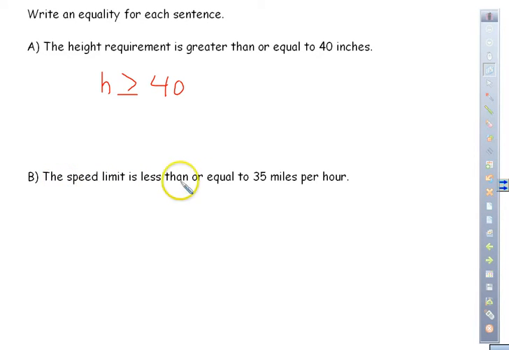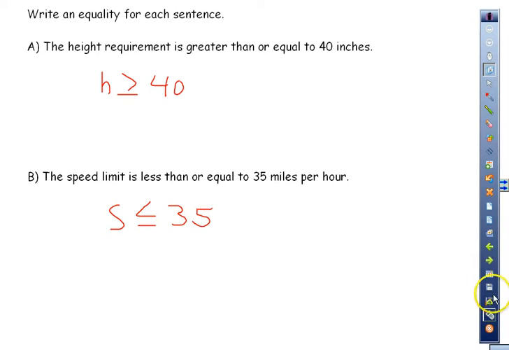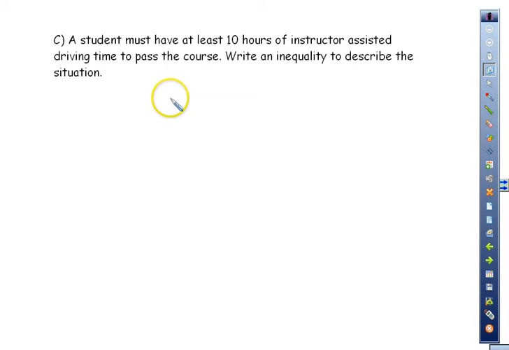The speed limit is less than or equal to 35 miles per hour. So the speed limit, we'll use S for speed, is less than or equal to 35. Questions on that? Please write them down and let me know. But again, it is just reading this statement and writing it in that format. Go ahead and hit pause and try to write this inequality.